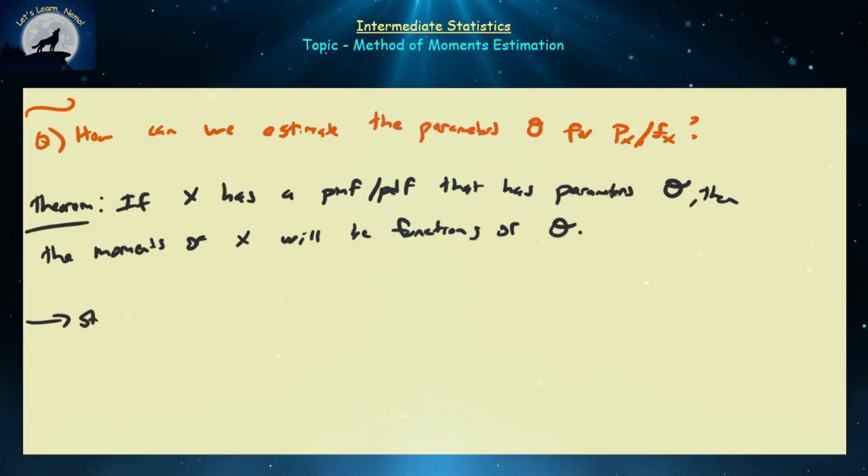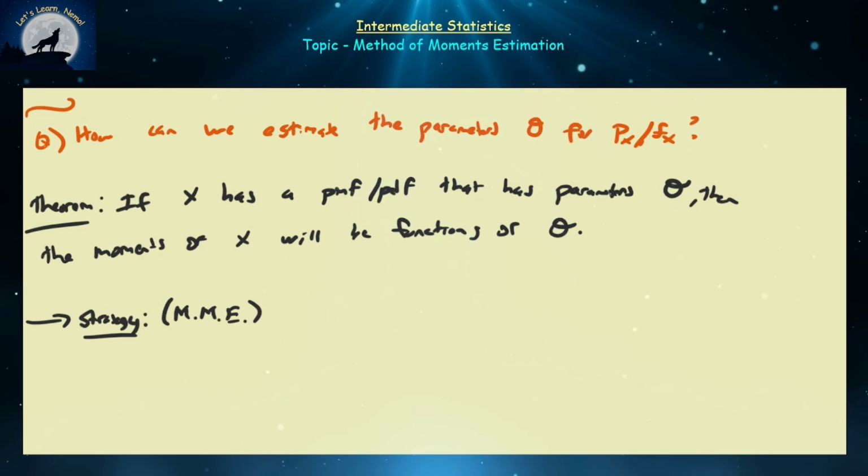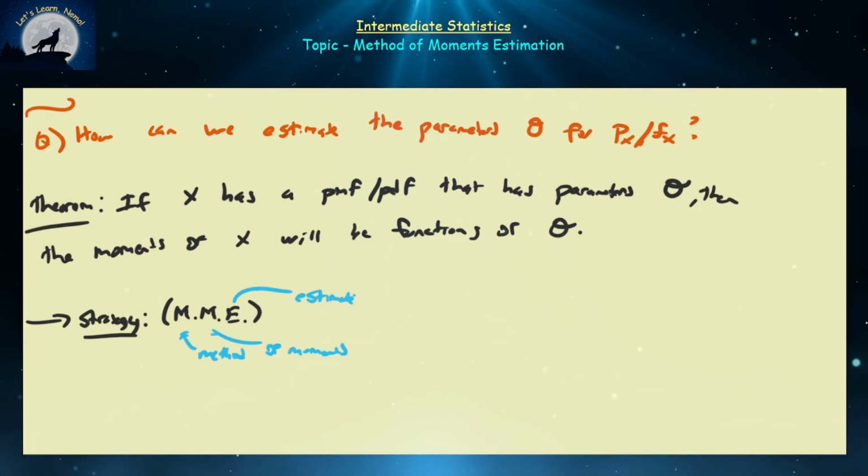So the strategy that we're going to use with this is the following, and this is going to be called the MME method, or the method of moments estimation method. So this is method of moments. E stands for estimation, and the things that we get out of the method of moments estimation method are going to be method of moment estimators, or MMEs.